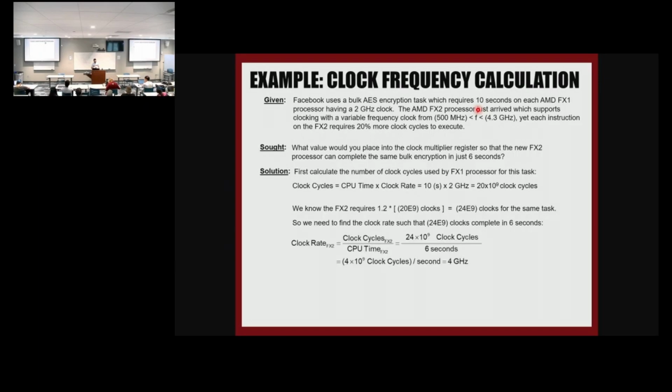And then if we use the equation here again, we have 24 gigaclocks divided by 6 seconds. We're going to get 4 gigahertz. So 4 gigahertz is fortunately within this range. So we can actually adjust the clock frequency to 4 gigahertz for this kind of processing.